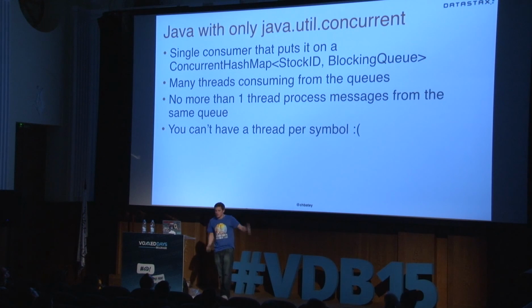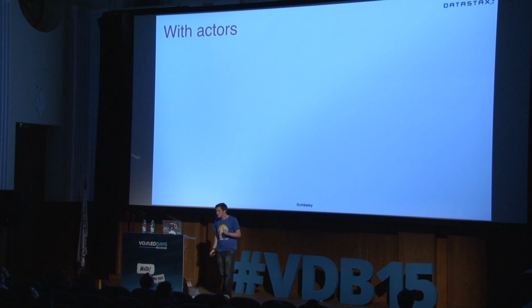And the reason we can't just assign a thread for each of these is a similar reason why we can't assign a thread per request if we're having a high throughput web server. Because each of them uses up a megabyte, and if we've got a million different symbols, we can't then use a thread per symbol. So how do we do it with actors?